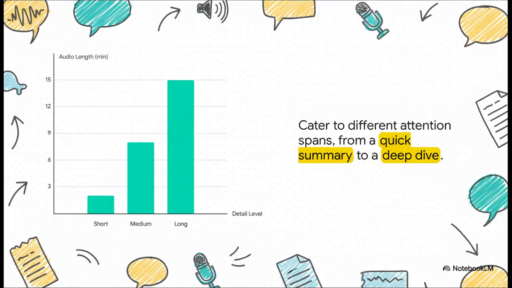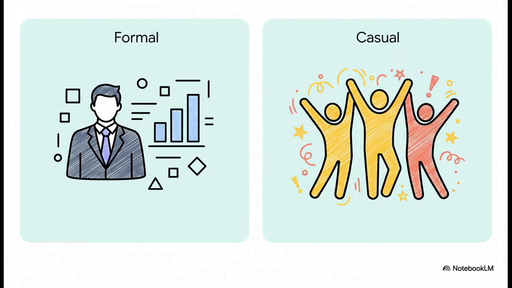Okay, next, length. Does your audience need that quick 2-minute summary? Done. Or maybe they're specialists who need a deep 15-minute breakdown of all the details. Easy. You can cater to totally different attention spans and needs, all generated from the exact same source material. And finally, tone. This is huge. You can make it super formal and data-focused for a board meeting, or you can switch to a casual, energetic tone for a sales team update. The ability to match the tone to the audience is absolutely crucial for making your message stick.